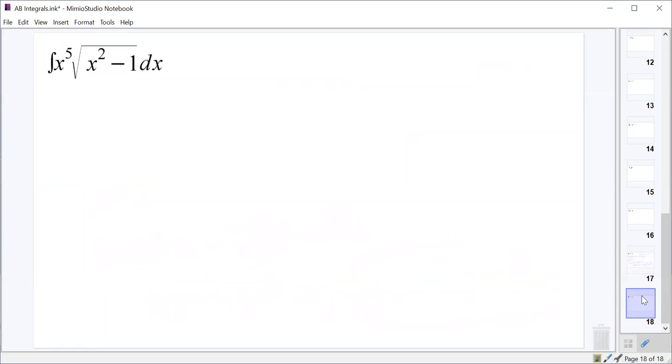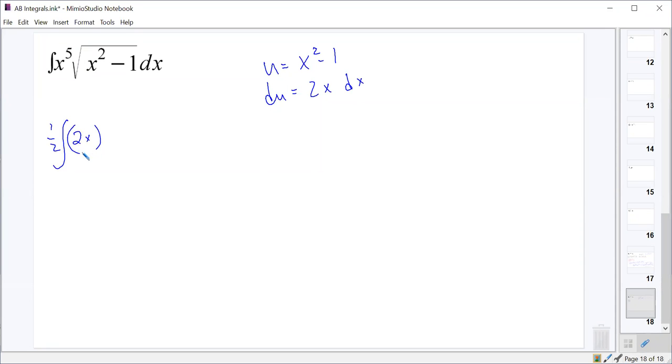Yeah, x to the 5th root x squared minus 1. So that's very similar to the last one, except it's x to the 5th instead of x cubed. So our process is going to be almost the same. We're going to let u equal x squared minus 1 and have du equals 2x dx. So this can become 1/2 and then a 2x in there.